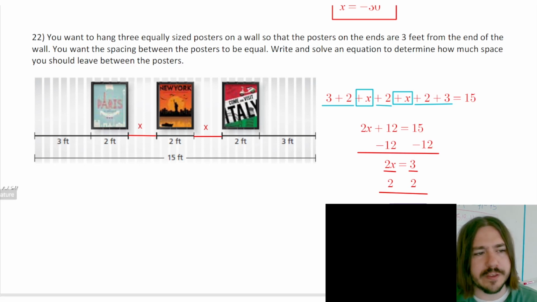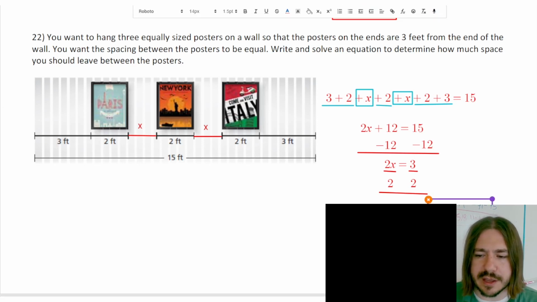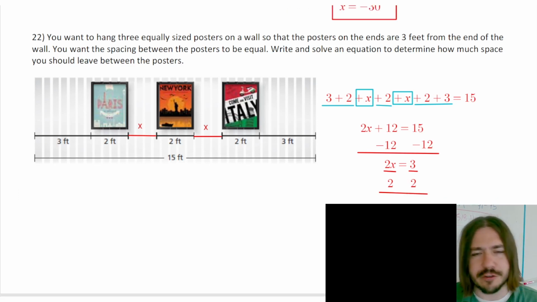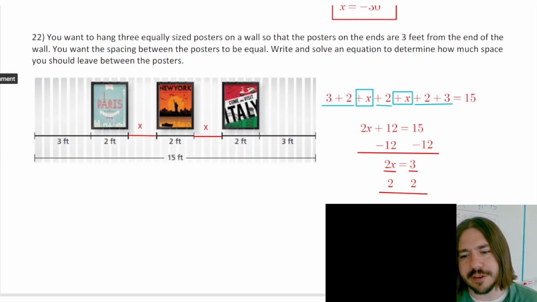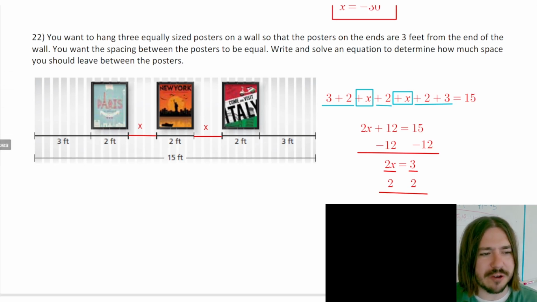We are talking about feet here, so maybe 1.5 is kind of a better way to answer it, just because if you're talking to someone, you'll say, oh yeah, 1.5 feet, instead of like 3 halves feet. It sounds a little bit more natural, I think. So yeah, how much space you should leave between the posters? Yeah, 1.5 feet.